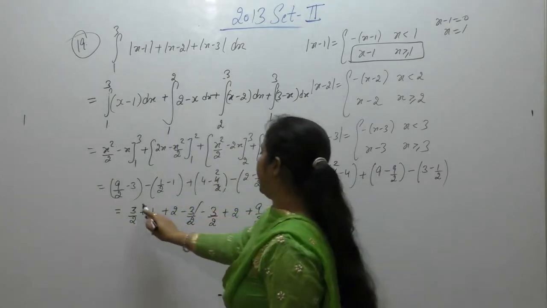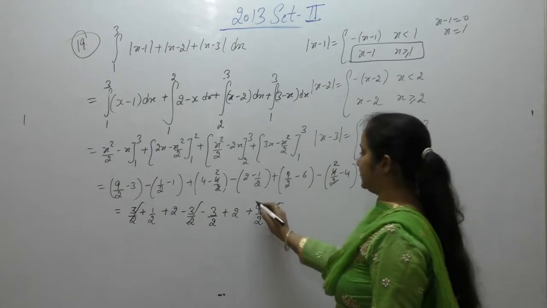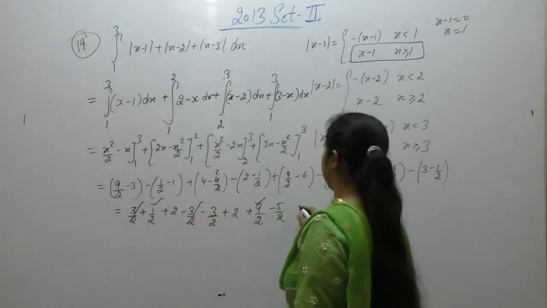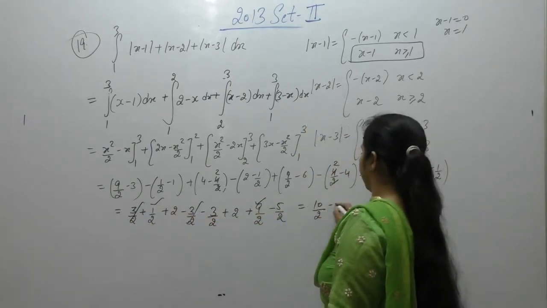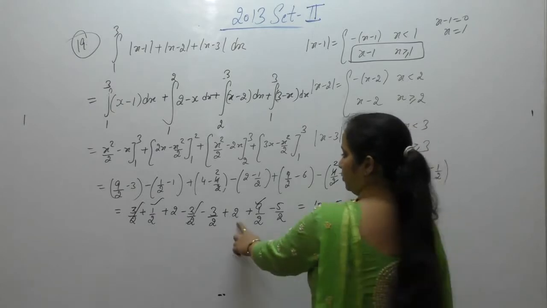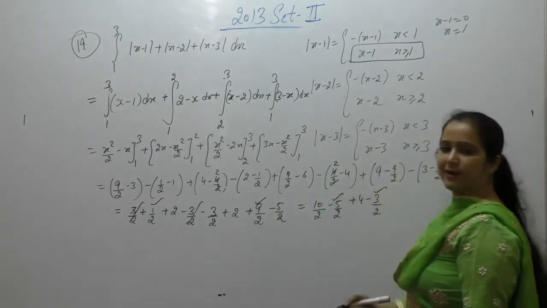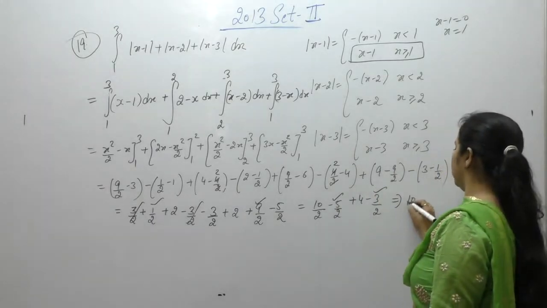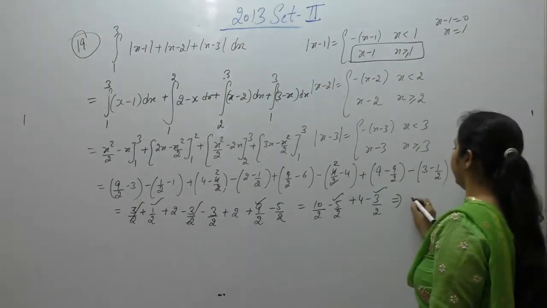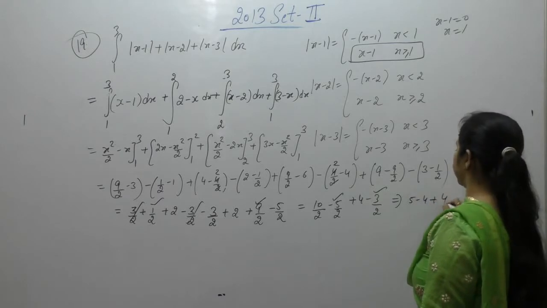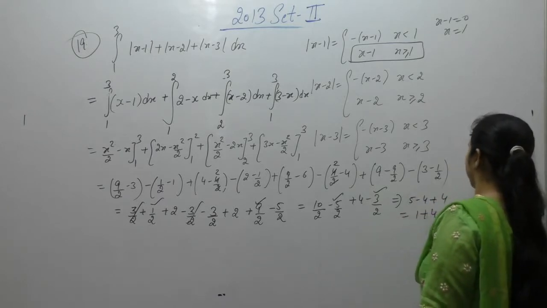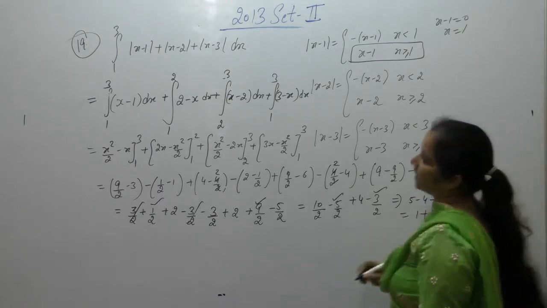So minus 3 by 2 plus 3 by 2 will get cancelled. 9 plus 1, 10 by 2, minus 5 by 2, 2 plus 2 is 4, minus 3 by 2. Minus 5, minus 3, minus 8 by 2, 10 by 2 is 5, 8 by 2 is 4, plus 4. So 1 plus 4, that is 5.